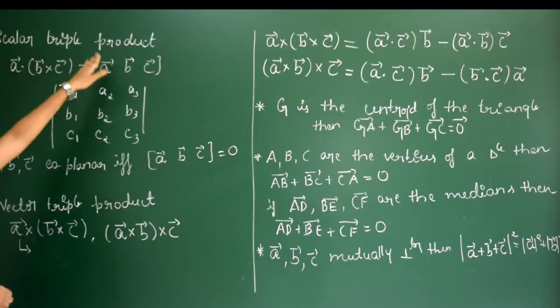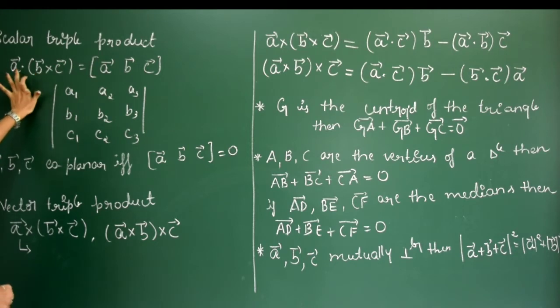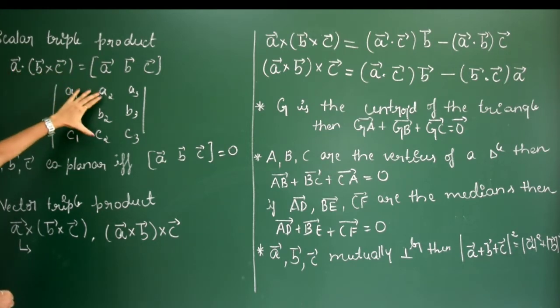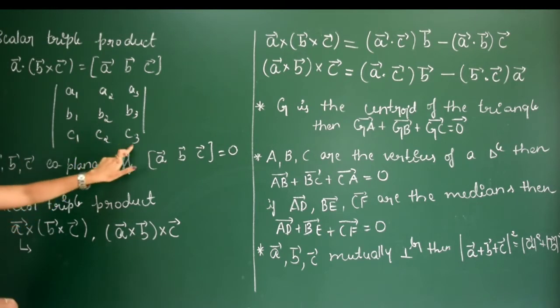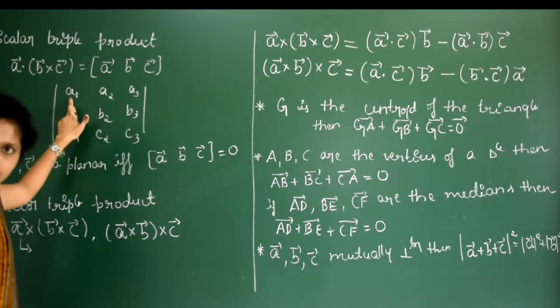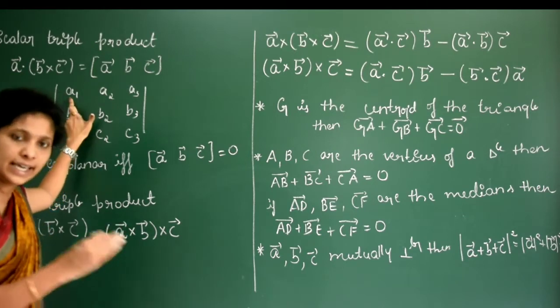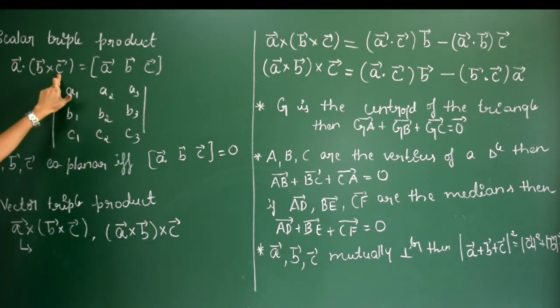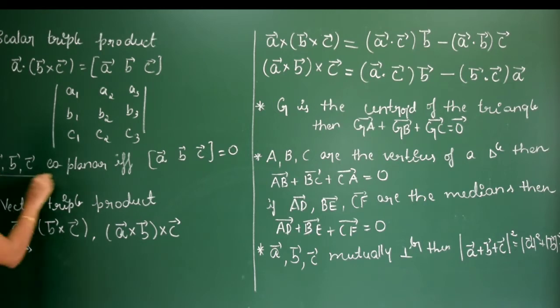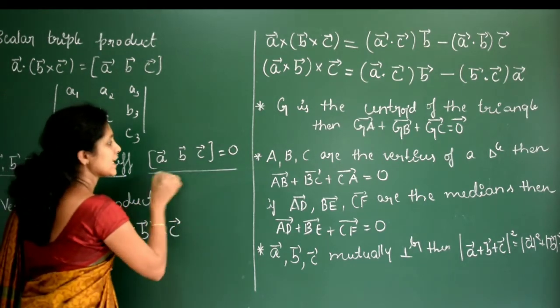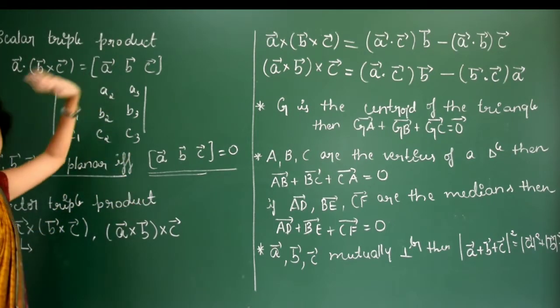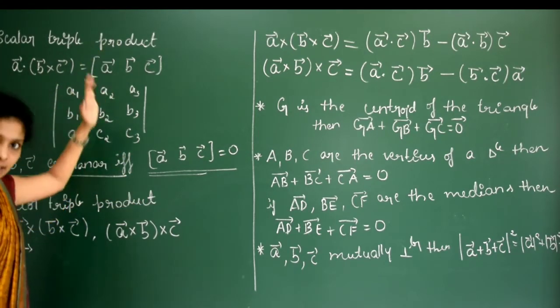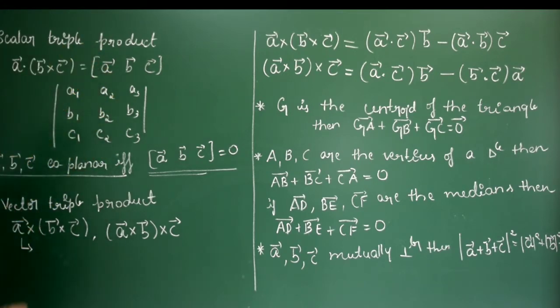Okay. Scalar triple product or box product, you have studied. A vector dot B vector cross C vector is nothing but the determinant of all the components A1, A2, A3, B1, B2, B3, C1, C2, C3. Here A vector is equal to A1 I cap plus A2 J cap plus A3 K cap. Similarly B vector and C vector. Okay. And A vector, B vector, C vector are coplanar if and only if the scalar triple product is equal to 0. I will not repeat the properties of the scalar triple product. Okay, go through it once, it is important.